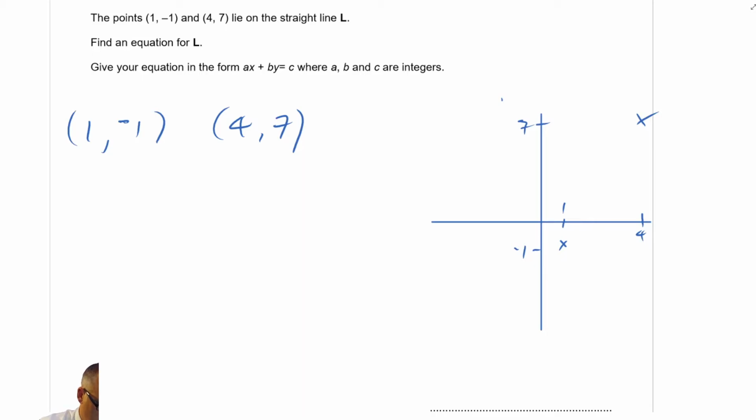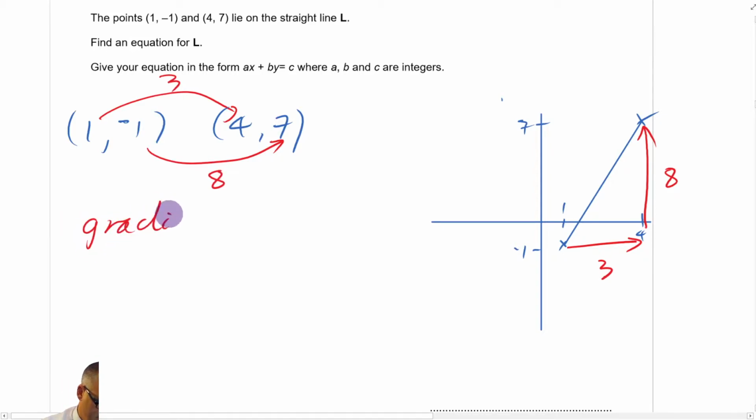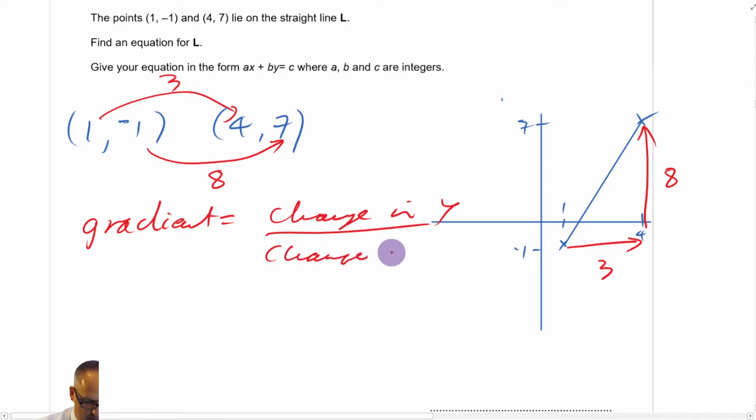So we've got our line going from here to here. Okay, and then we can see that our change in x goes from here to here, which is 1 to 4, which is 3. And our change in our y values goes from -1 to 7, which is 8. So going from there to there is 3, from there to there is 8. So our gradient equals our change in y over our change in x, which equals 8 over 3.